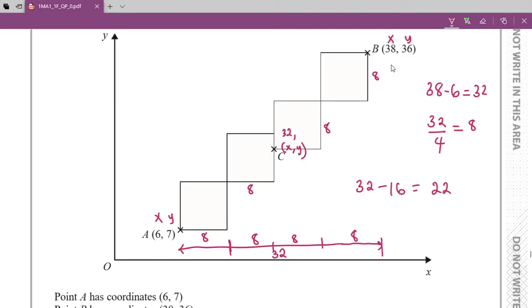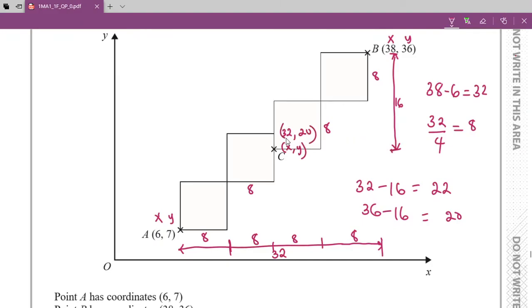Okay, so I already know that means from here to here, it's a total of 16. Right, 8, 16. And to find the coordinate for y, I'm going to subtract that 16 from 36. So 36 minus 16 is going to give me 20. So my y coordinate is going to be 20.